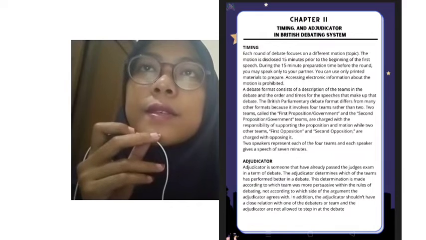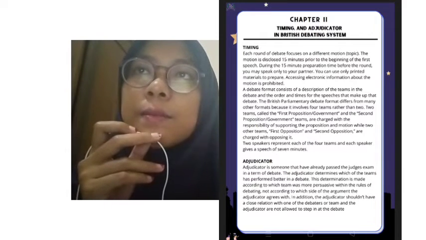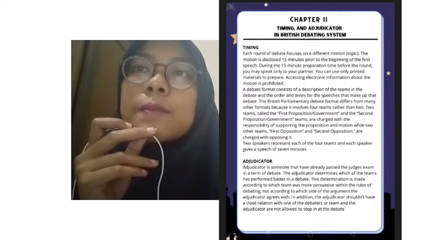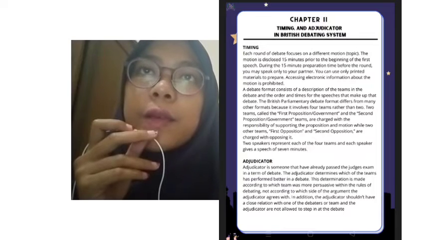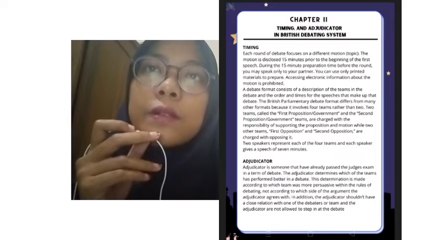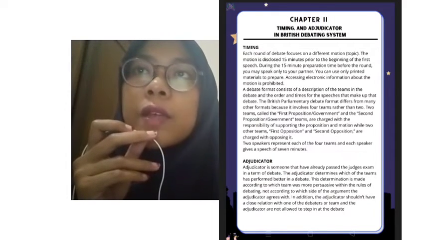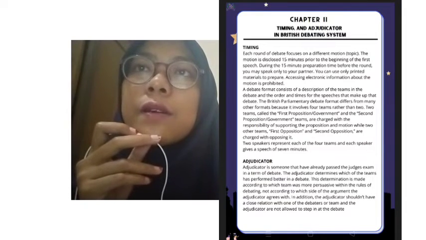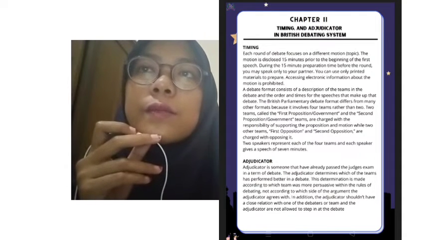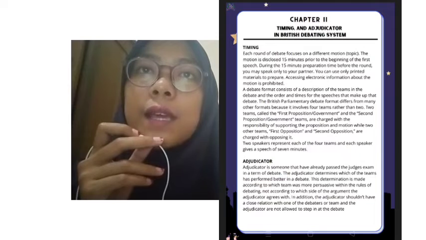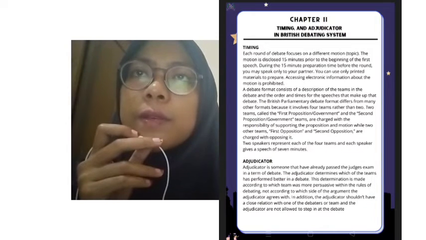A debate format consists of a description of the themes in the debate and the order and times for the speeches that make up that debate. The British parliamentary debate format differs from many other formats because it involves 4 teams rather than 2. 2 teams are called the first proposition, or government, and the second proposition, or government. They are charged with the responsibility of supporting the motion, while 2 other teams, first opposition and second opposition, are charged with opposing it.